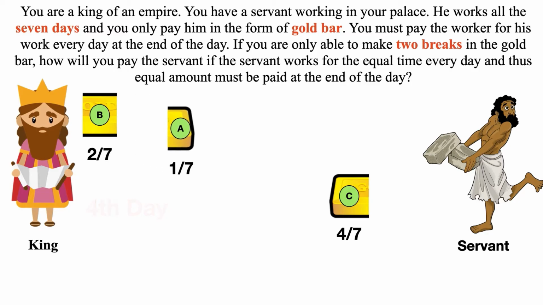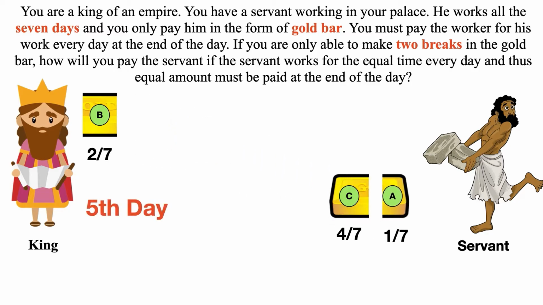When day 5 ends, give bar A to the worker. You remain with bar B. The worker possesses bar A and bar C.